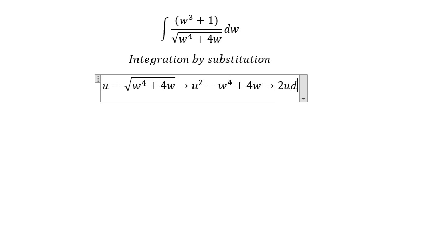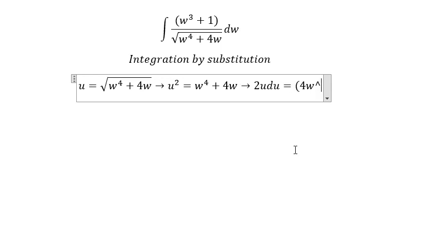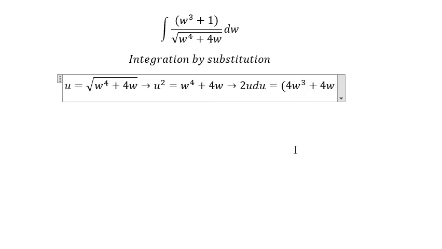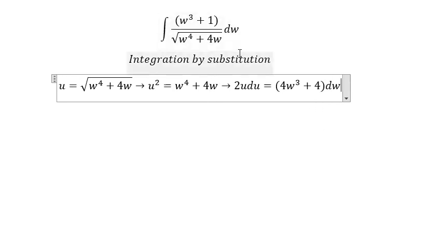So we have 2u du equal to 4w to the power of 3 plus 4. Because first derivative of this one, you got number 1 dw. Because we don't have number 4 and number 4, we divide both sides by number 4.